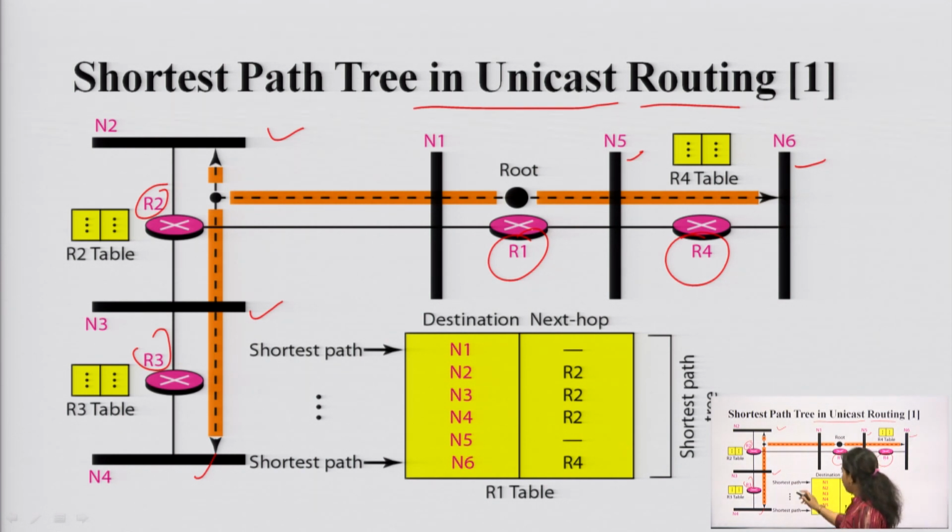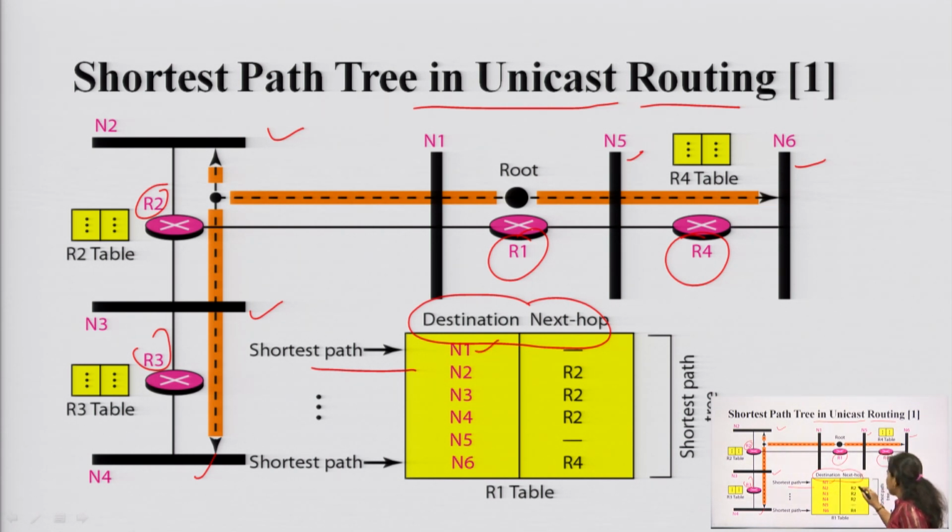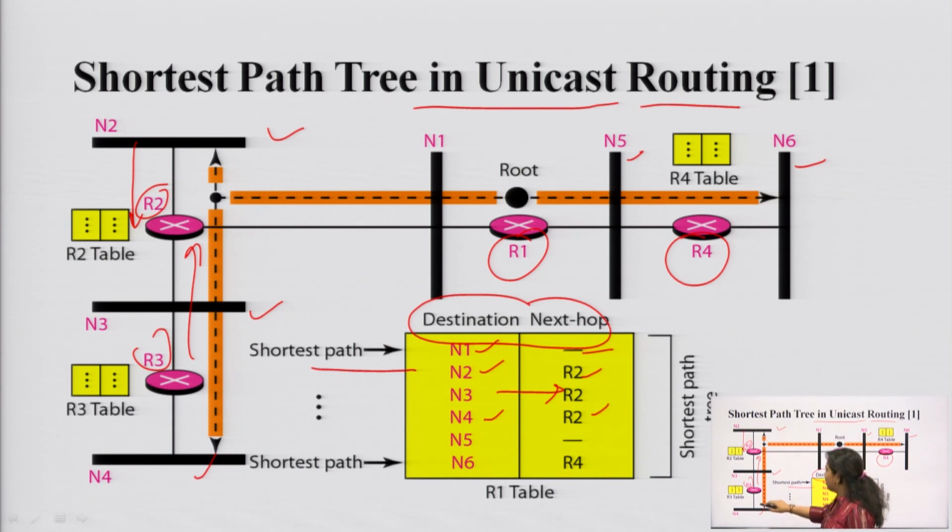This is the shortest path table. This is the destination, and it shows the next hop. If the packet reaches network N1, then the next hop will be nothing. If the packet reaches network N2, then the next hop will be R2. If the packet reaches network N3, then the packet will again be transferred to R2. If the packet reaches N4, then the shortest path will be R2. So, you can see over here that it is connected to this particular hop.